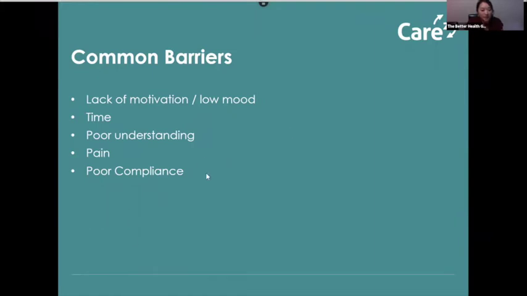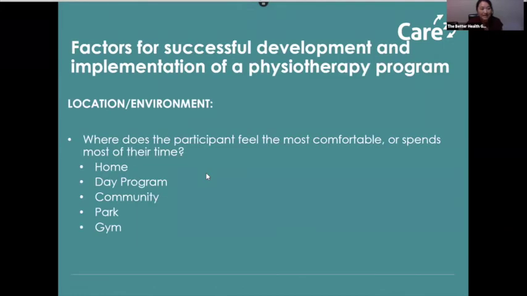So the first one is understanding the location and the environment. This is quite an important one in terms of where the intervention program will take place. Where does a participant feel the most comfortable or spend most of their time? Is it at home? Is it at their day program? Is it out in the community? Is it in a park, or just in their local gym? Being mobile physiotherapists, our physiotherapists are able to travel anywhere or to multiple locations, which means they're not fixed to one area all the time.